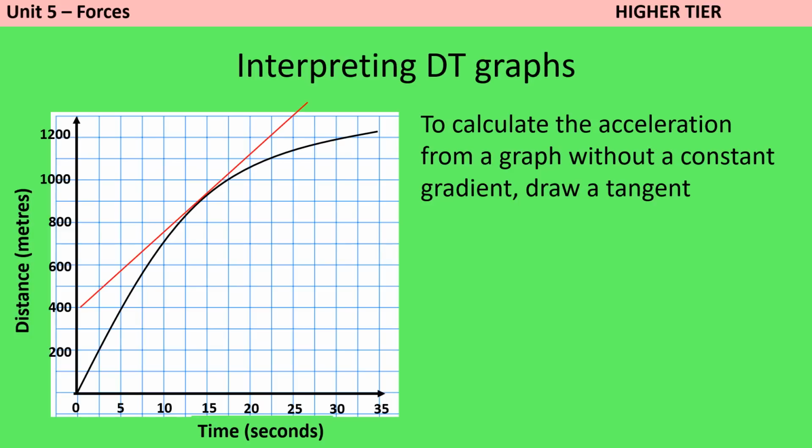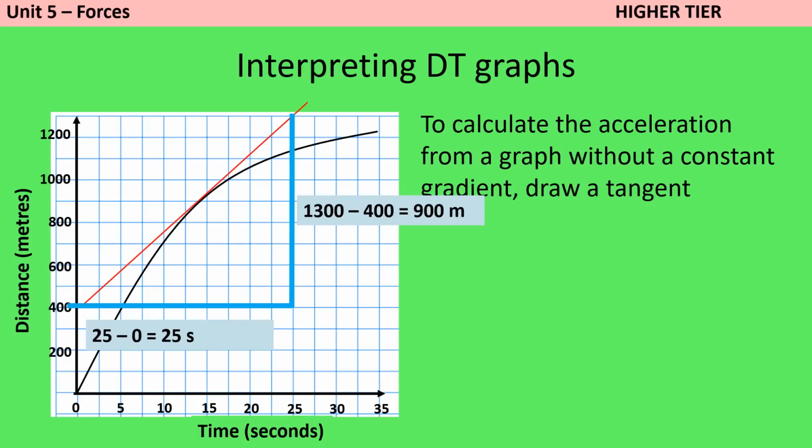So here's my tangent, and you can see that it's just touching the graph at the time of 15 seconds. And then I want to do the change in y divided by the change in x. So here my change in y, I've gone from 1300 metres down to 400 metres, which is a change of 900 metres, and my change in x is 25 seconds.